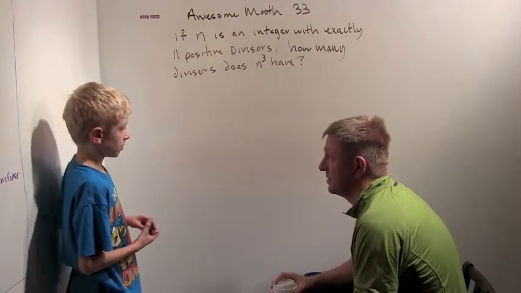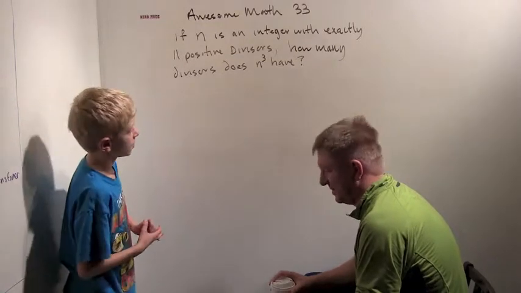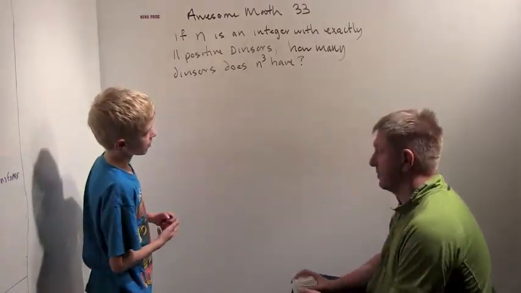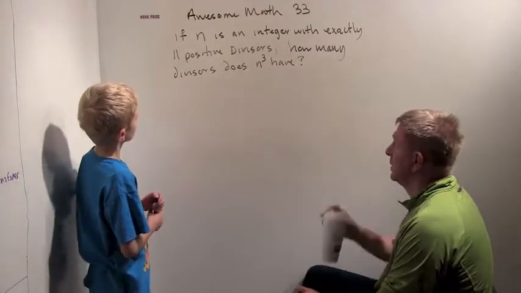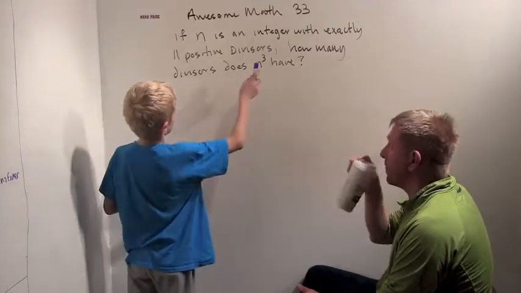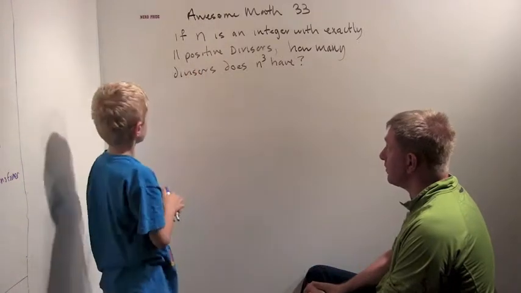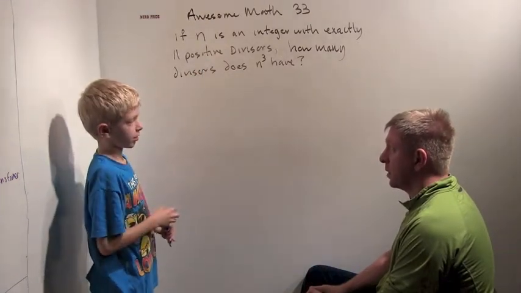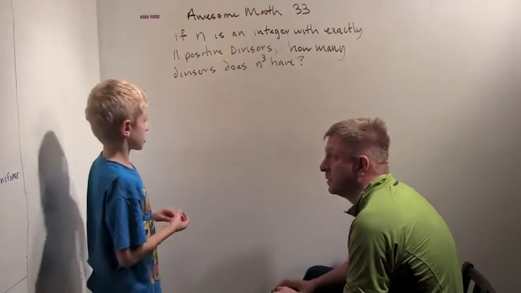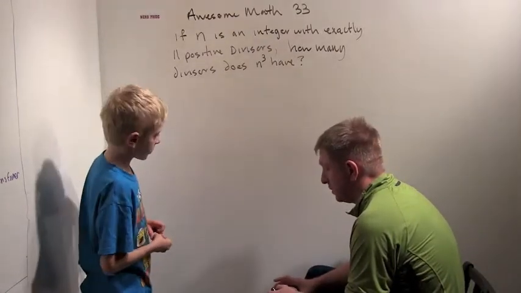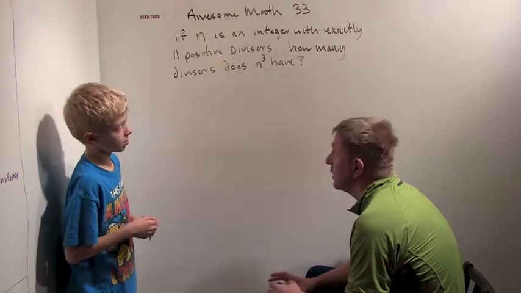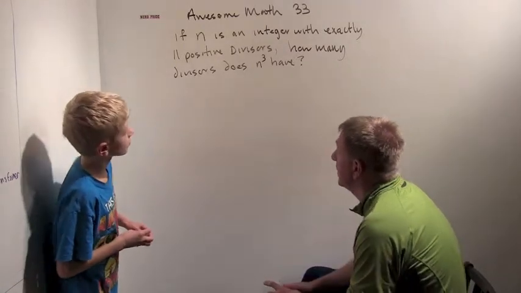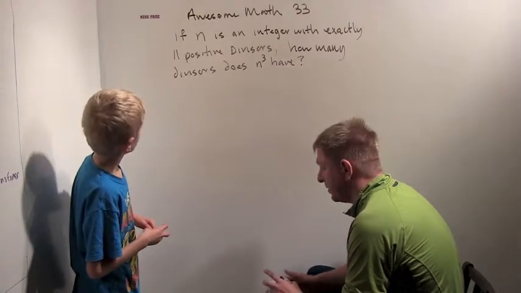Interesting. This is a challenging problem. So, what do you think? Well, if n has 11 positive divisors, we know n is a square. Oh, how do you know that? Because only squares have odd numbers of divisors. Okay, very good. So we know it's a perfect square. Do we know anything else about it?